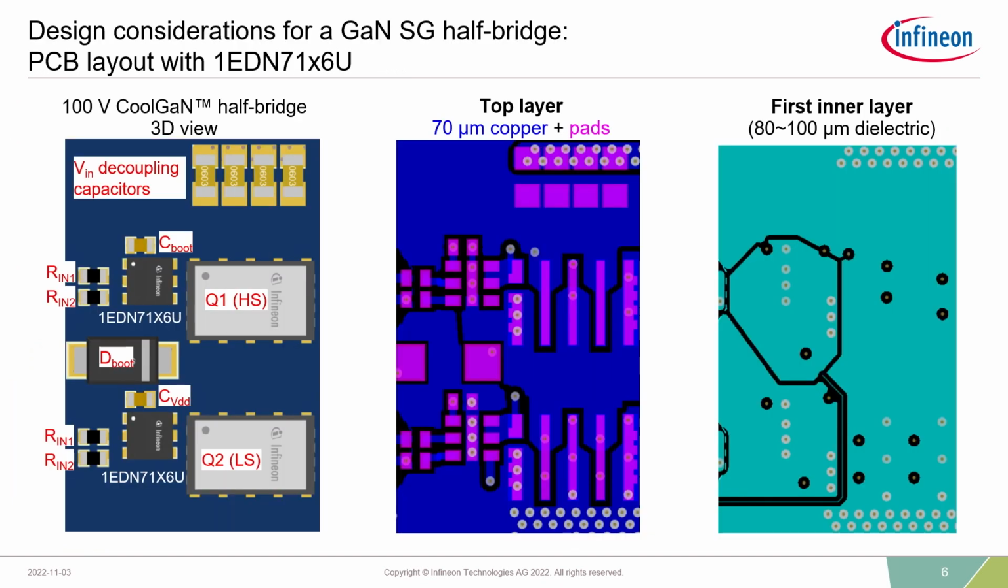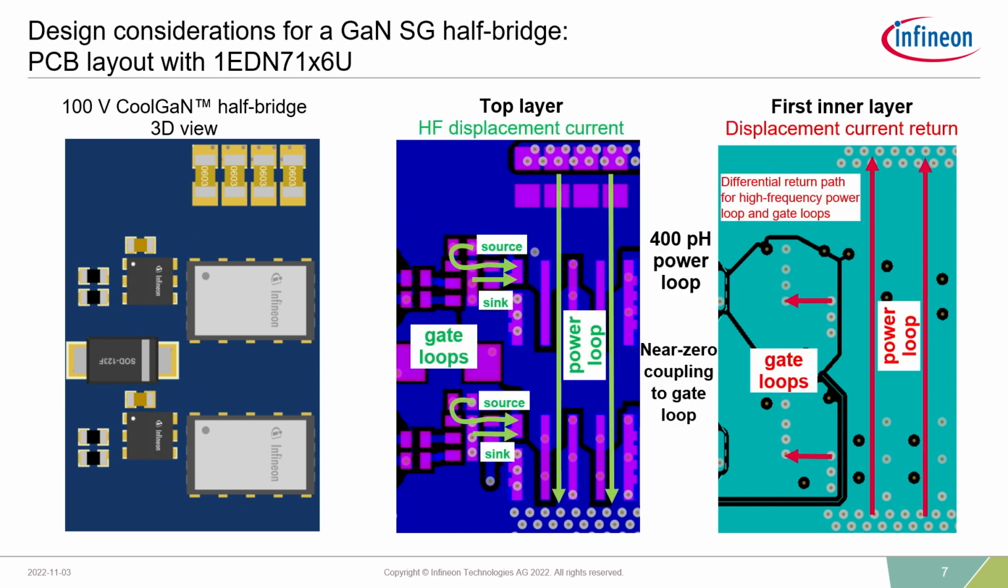So let's start with the recommended half-bridge layout. In this design here, I'm showing you two 100 volt CoolGaN Schottky gate HEMTs, each 3 milliohms in a PQFN lead frame package with dual-sided cooling. And next to that, you can see some 1EDN71X6U drivers. These are TDI ICE drivers, which I'll get into a bit later. On the right, I'm showing you the top copper layer and the first inner layer with an 80 to 100 micron dielectric spacing in between the top and first inner layer.